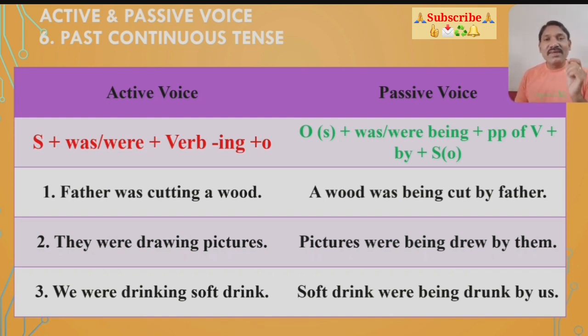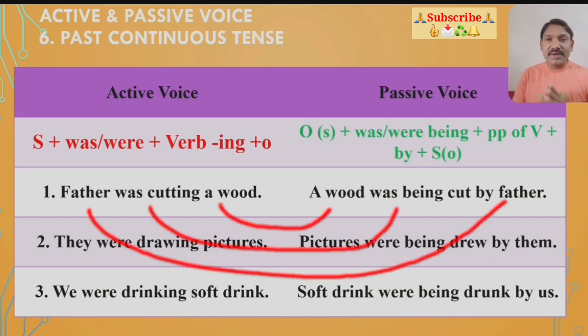Okay students, so let's have examples directly. First one: father was cutting a wood. In this sentence, father is the subject, was cutting is the verb, a wood is the object. According to the rule, the object will become the subject and the subject will become the object. So a wood was being cut by father. Students, remember the formula and you will easily do the passive voice.